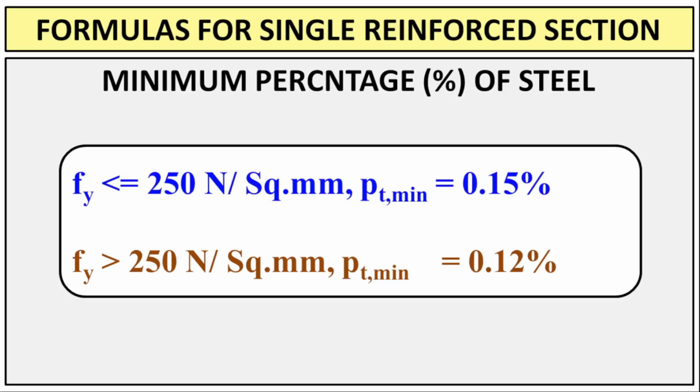Practical scenario regarding minimum percentage of steel in beam. It's worth noting that in practical beam design, engineers frequently adopt a more conservative approach. While design codes, such as IS 456, specify a minimum reinforcement ratio of 0.12% or 0.15% based on the steel grade, it's common practice to use a minimum of 0.2% for beams, regardless of the steel grade.